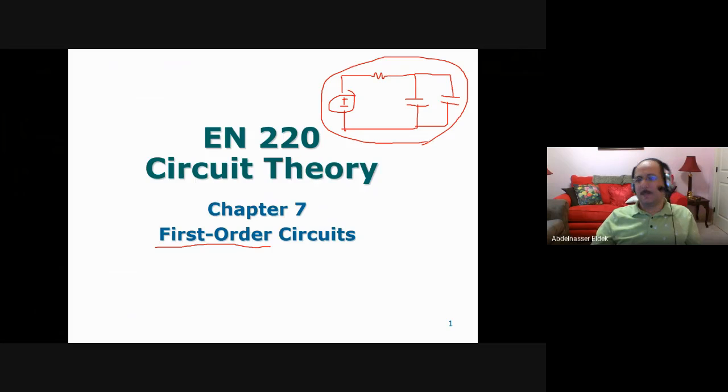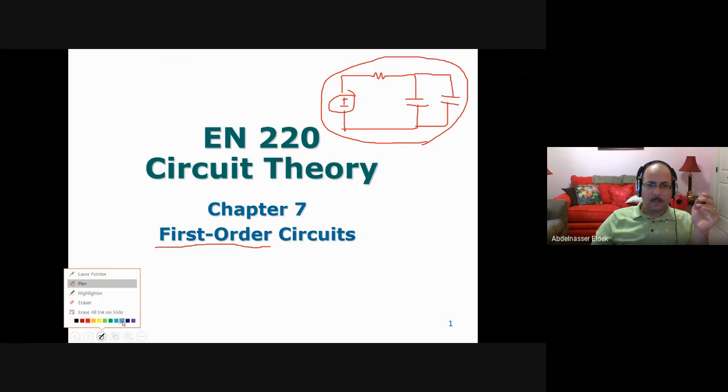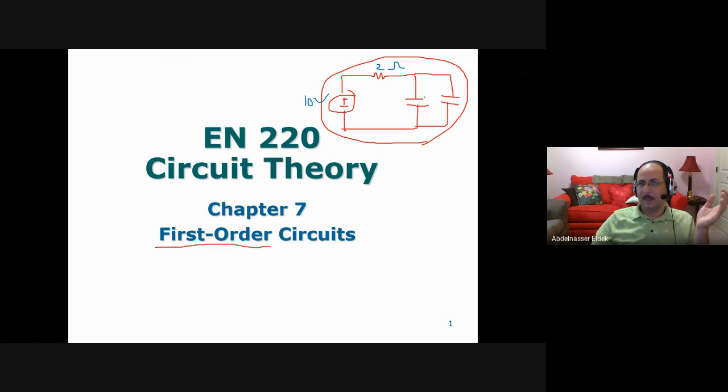In chapter 6, we were able to solve a problem like this very easily. For example, assume the voltage here is 10 volt DC, and this resistance is 10 ohm, for example, and you have this capacitor, whatever it is. To solve this problem in chapter 6, you convert the capacitor to an open circuit. You replace it by an open circuit.